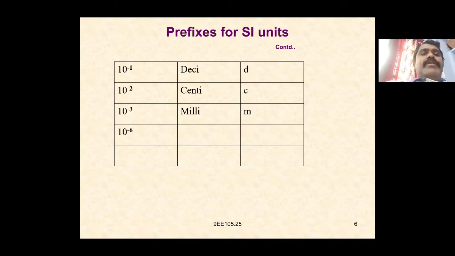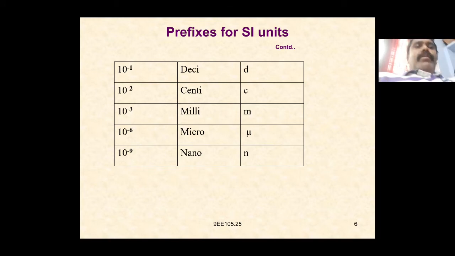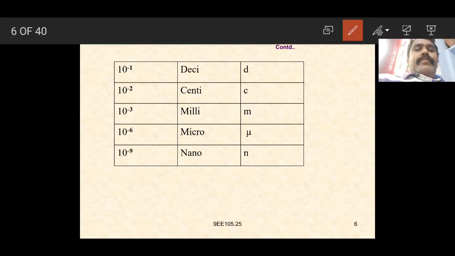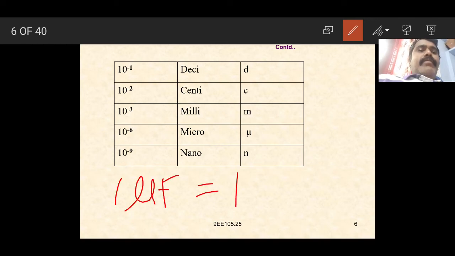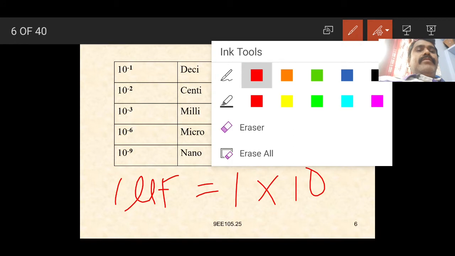10 to the power of minus 6 is micro, indicated by mu. 10 to the power of minus 9 is nano, indicated by n. Then we can also say 1 microfarad is 1 into 10 to the power of minus 6. So 1 micro is equal to 10 to the power of minus 6.